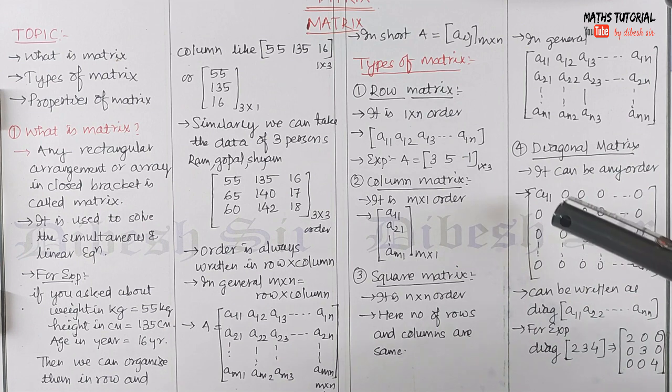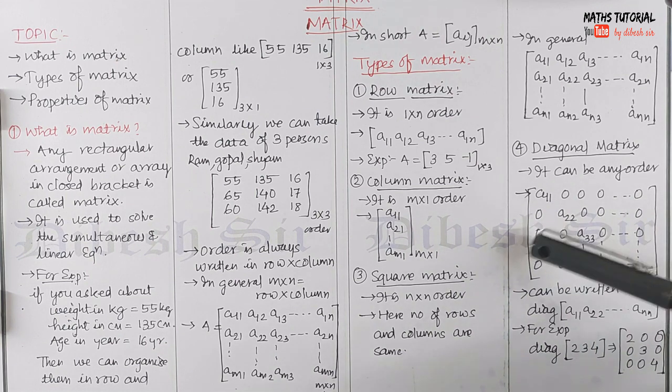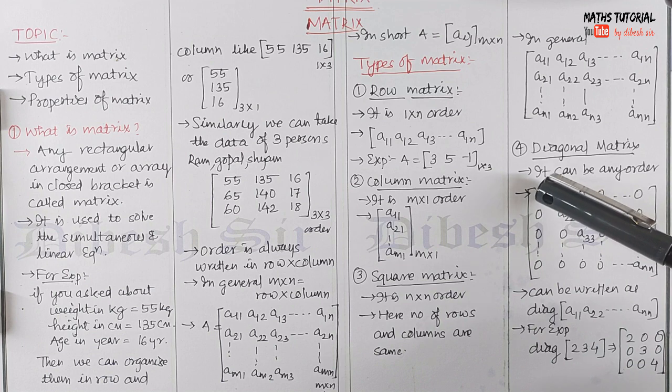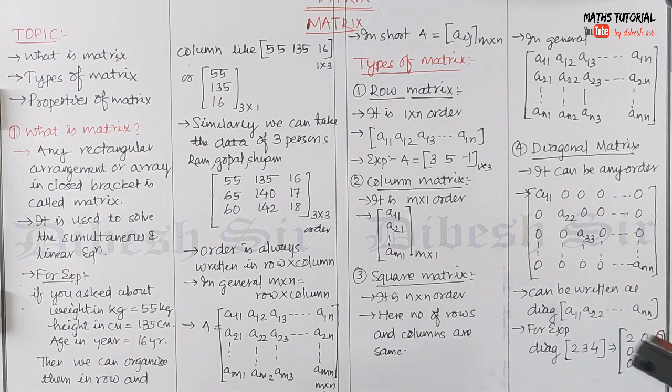Next, diagonal matrix. It can be of any order: a11, 0, 0, 0, then 0, a22, 0, 0, then 0, 0, a33, 0, up to ann. It means all the principal diagonal has values, but except the principal diagonal all the values are 0. So it can be written as diag(a11, a22 up to ann). For example, diag(2, 3, 4). It means we can write 2, 0, 0, 0, 3, 0, 0, 0, 4.